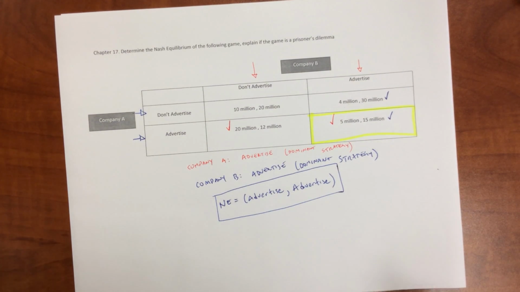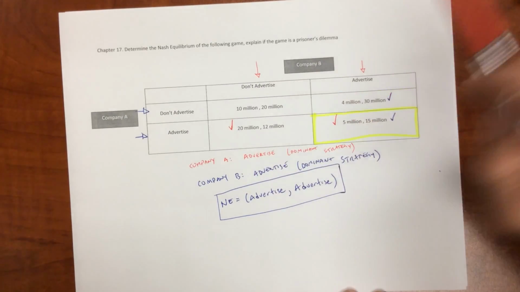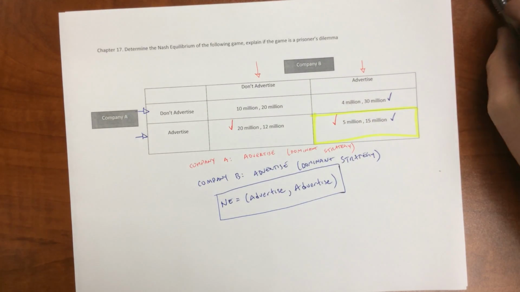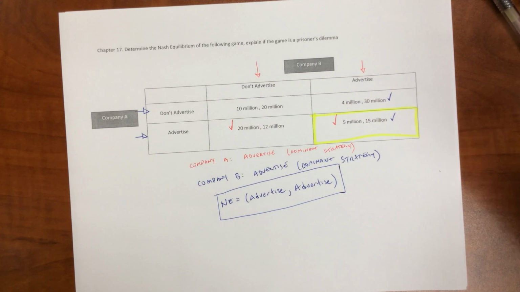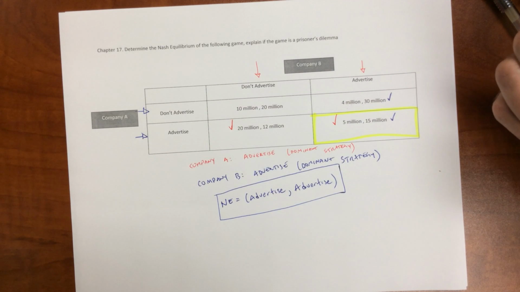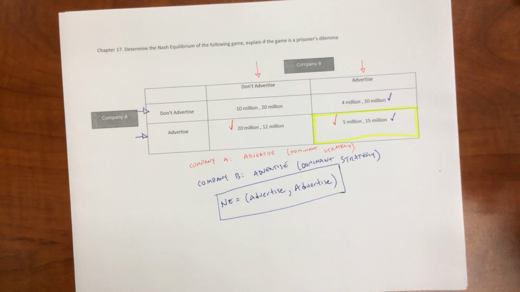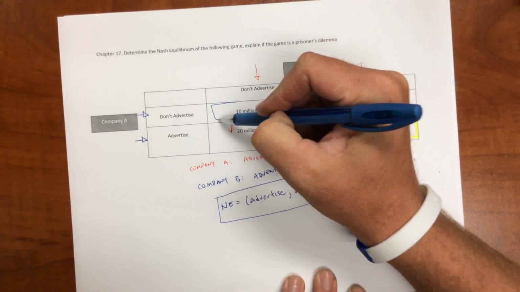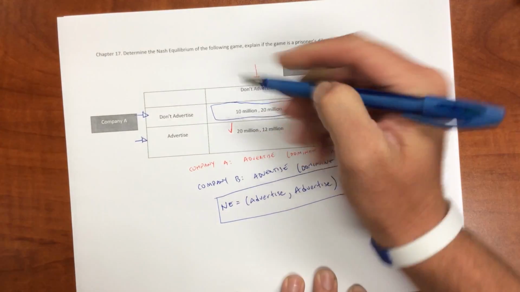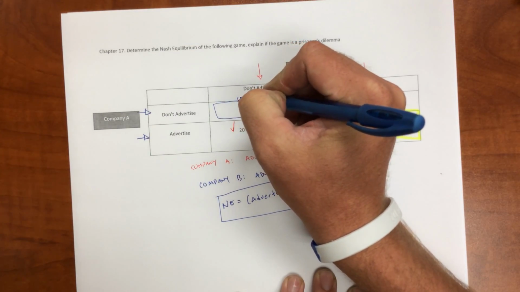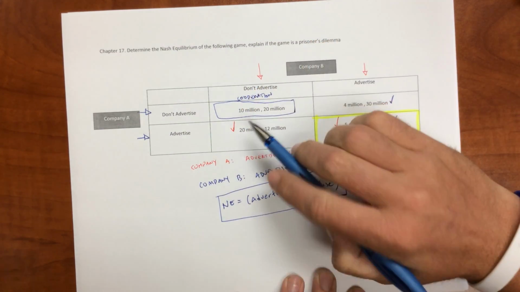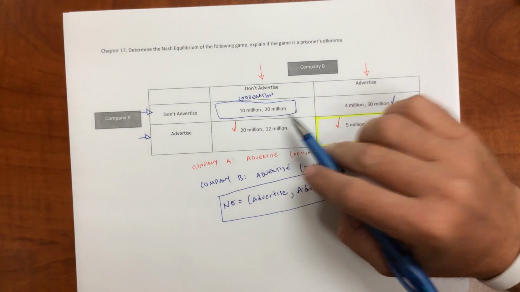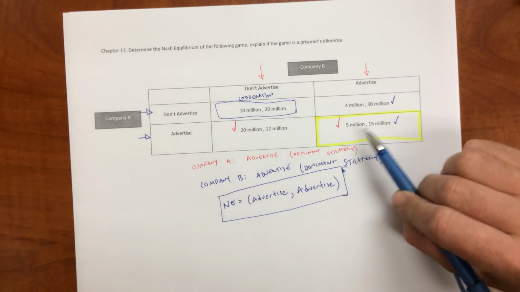Now the question we want to ask next is if this game is a prisoner's dilemma. The characteristic of a prisoner's dilemma is that if both players cooperate, they can come out with a better outcome than if they act in their own self-interest. Well, let's suppose that both players decide to cooperate and say, let's not advertise. If that's the case, then this would be the cooperation strategy. Firm A would get 10 million, company B would get 20 million, which is better for both of them than the Nash equilibrium.